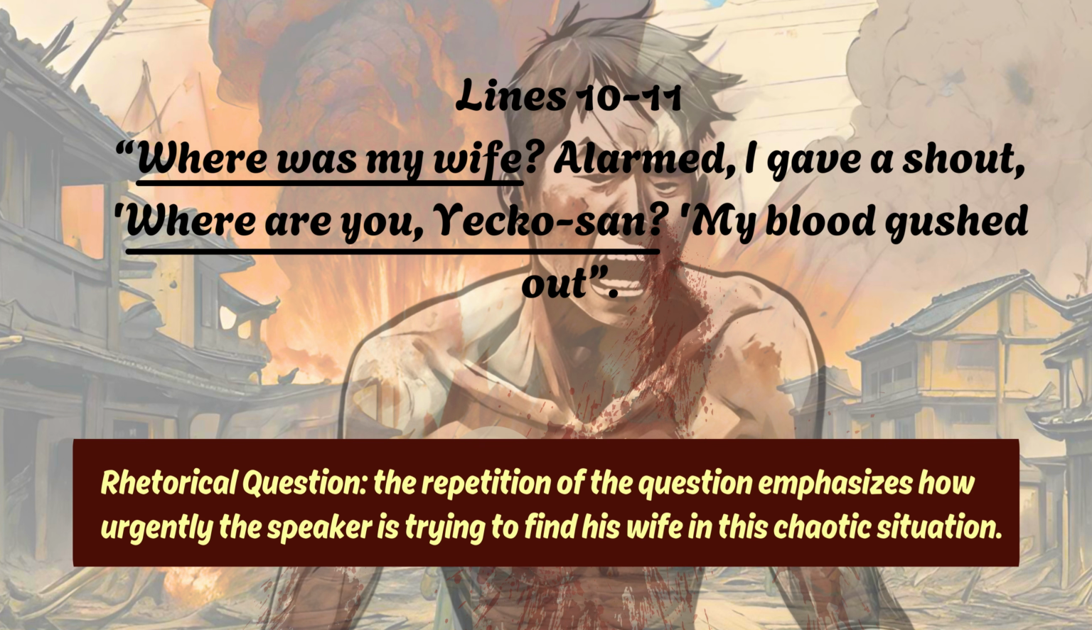Now, in this line, these two questions, "where was my wife" and "where are you, Yecko-san," are examples of rhetorical question. And we also know that a rhetorical question is asked for effect, not to get the answer, right? So here, these questions show the speaker's panic and fear. The repetition of the question emphasizes how urgently the speaker is trying to find his wife in this chaotic situation.